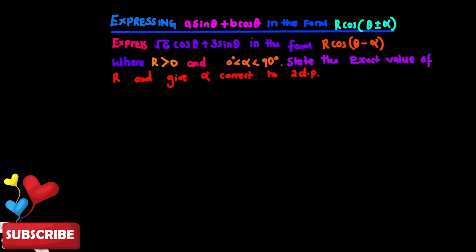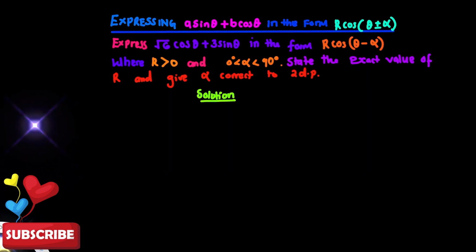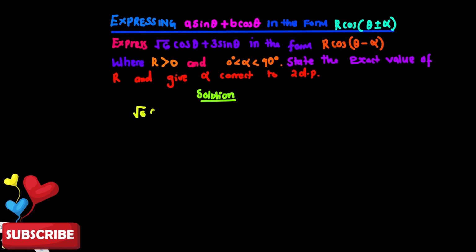We're going to have a step-by-step process on how you're going to go about this question. So the first thing we're going to do here is understand the fact that r cos(theta plus alpha) can be expanded. So let us first start by writing the expression the way it was, and then we say that is equivalent to r cos theta cos alpha plus r sine theta sine alpha.